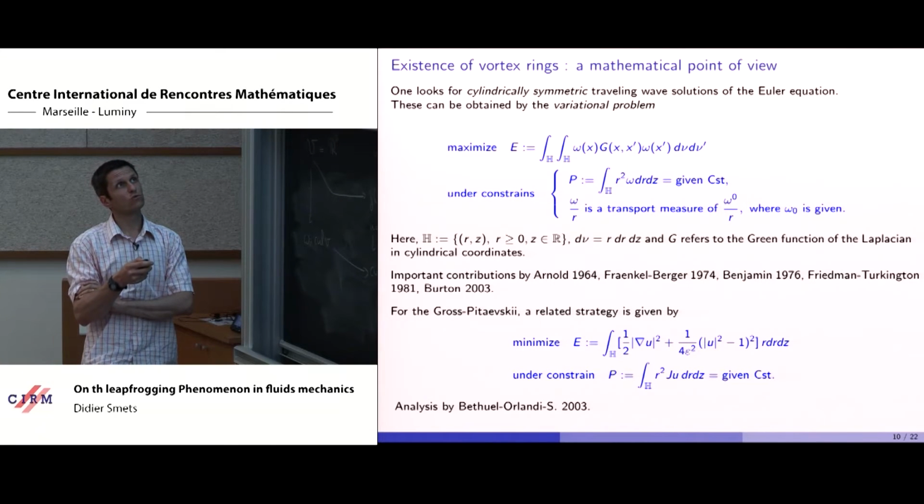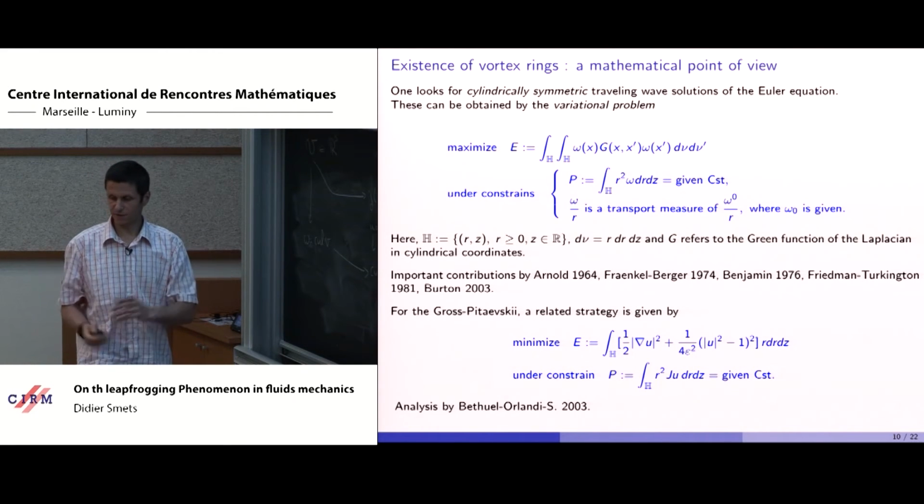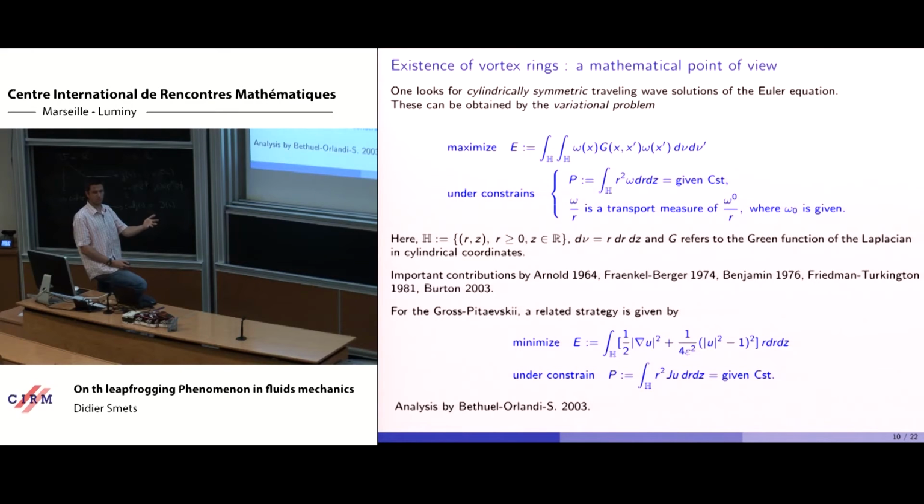And so one way to do this is to ask that the vorticity, this is also a fact of the Euler equation. In 2D, the vorticity is transported by the flow. In 3D, this is no longer true. You know that there are those stretching effects and so on. But in axisymmetric coordinates, it is almost true: it is omega over r which is transported by the flow. And so you fix an initial measure of vorticity, and you just work in the set of vorticities that have the same mass distribution as omega naught over r. If you do that, it has been proved mathematically that this maximization problem is well posed.